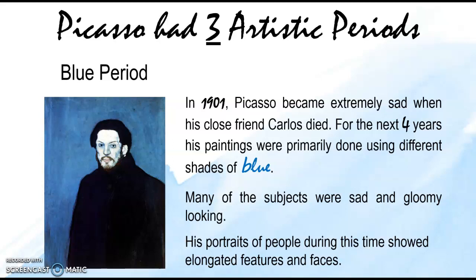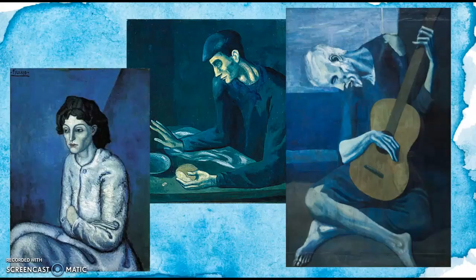What that means is they looked kind of stretched out and longer than they would in real life, which helped to add sort of that gloomy feeling. These are paintings from his blue period.